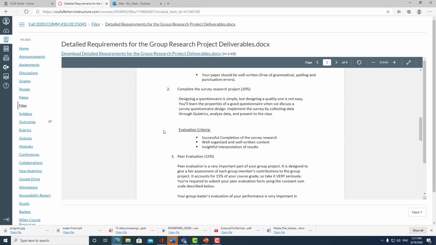And the way to implement your survey is through Qualtrics. We'll talk more about Qualtrics as we move along, especially when we talk about online research. Qualtrics is a very good survey design and implementation software, and it is similar to SurveyMonkey or QuickSurvey, and even some of the free ones.